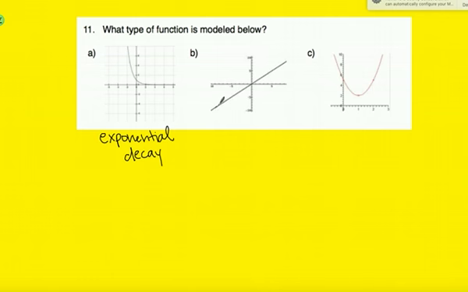On B, we can see this is a straight line. It is rising up to the right, which means that it's going to be a positive linear function. On C, we can see that it's a complete curve pattern, which means that it's going to be a quadratic. And because it's open up top, that means that it's a positive quadratic.